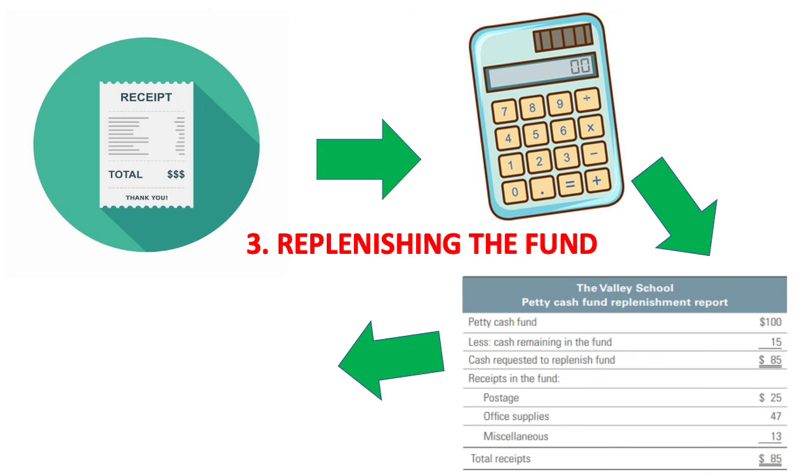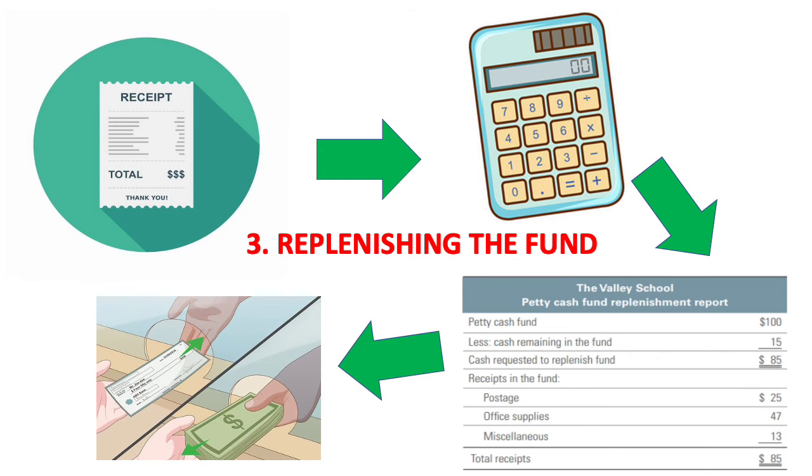The receipts of the purchases made with the fund are then used as a means of documentation for recording purposes. This is because when a petty cash fund is replenished, the amount of cash required to bring the fund back to the original balance needs to equal the total amount of all the receipts.